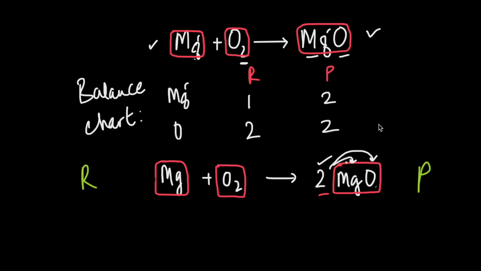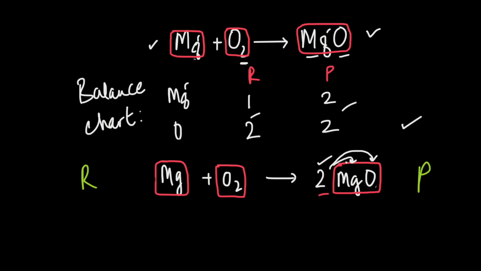Once again, while I revise my chart, I see that now oxygen is balanced. Kudos to us. But the magnesium now has changed and there is an imbalance in the number of atoms of magnesium on the reactant side and the product side. On the product side, I have 2 magnesium atoms and on the reactant side, I have 1. So how should I make them equal?